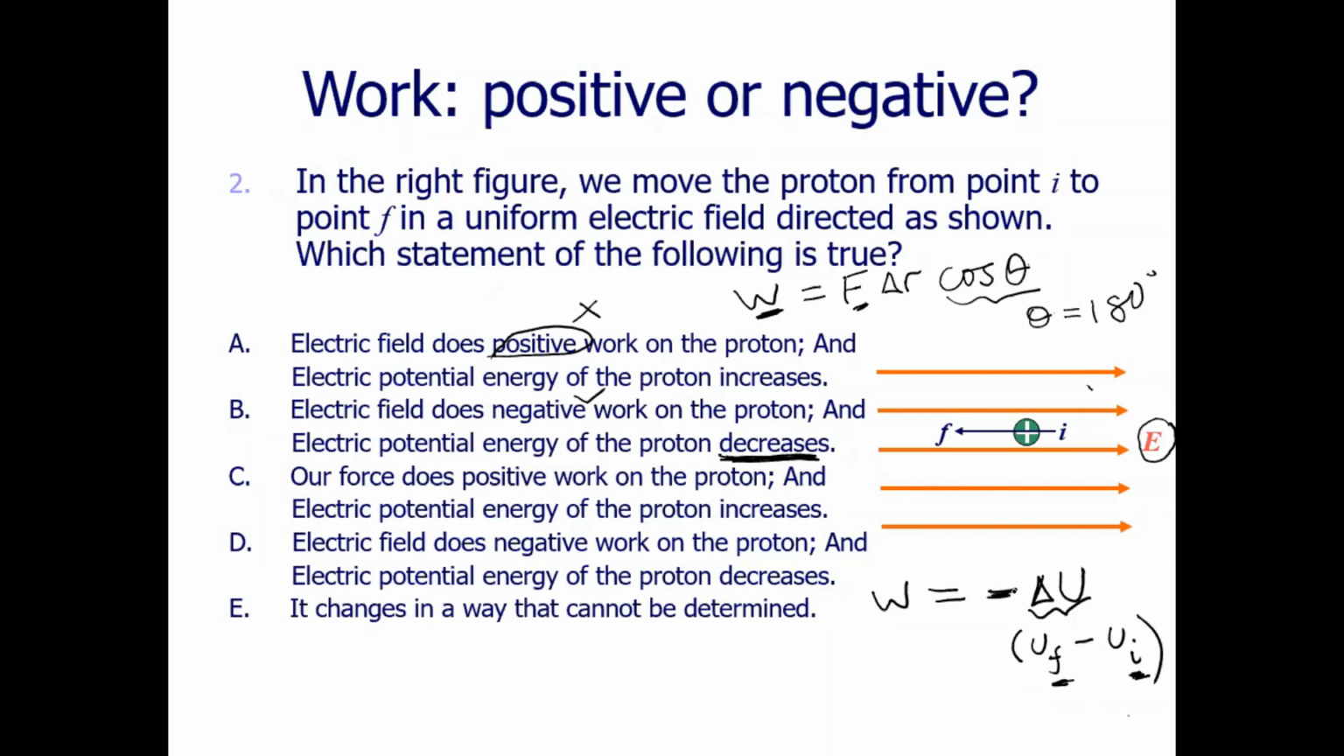Trying to understand this negative: when there's a negative change in the potential energy, it means that the initial is greater than the final. Is that what I said at first? If there's a negative change, in order for this quantity to be negative, it means that we are subtracting a bigger number.